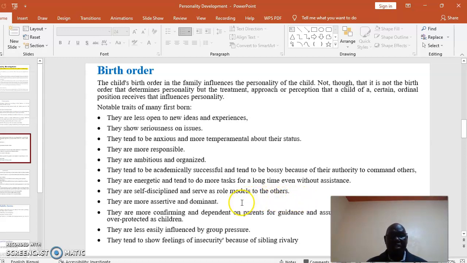They are energetic and tend to do more tasks for a long time, even without assistance. They are more assertive and dominant. They are more conforming and dependent on parents for guidance and assurance because they are overprotected as children. They are less easily influenced by group pressure, and they also tend to show feelings of insecurity because of sibling rivalry.